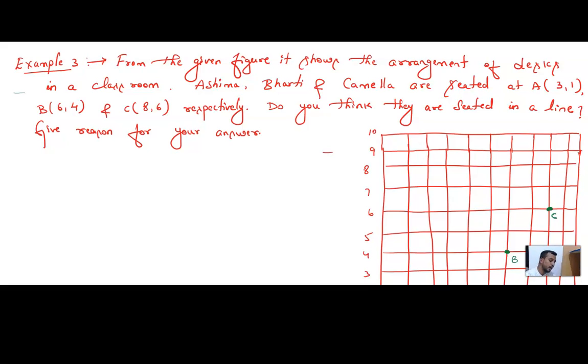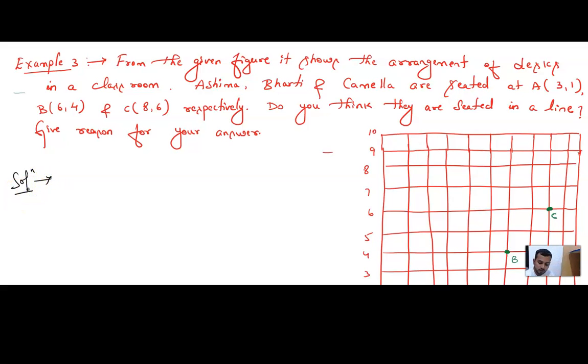Do you think that they are seated in a line? Now we want to check whether they are sitting in the same line or not and give a reason for your answer. If they are sitting in a line, you should give me the reason, and if they are not sitting in a line, you are supposed to give the reason. Now we are going to solve this problem.